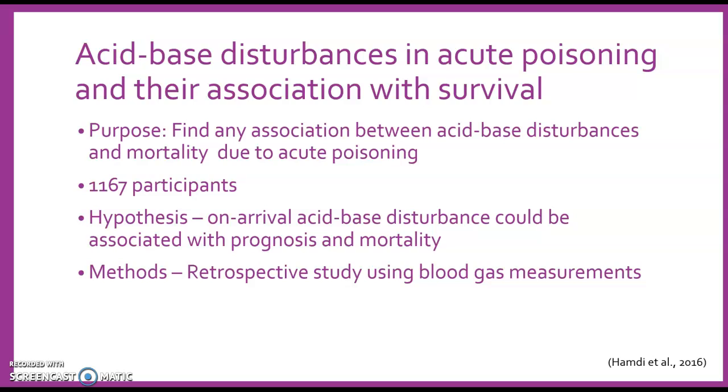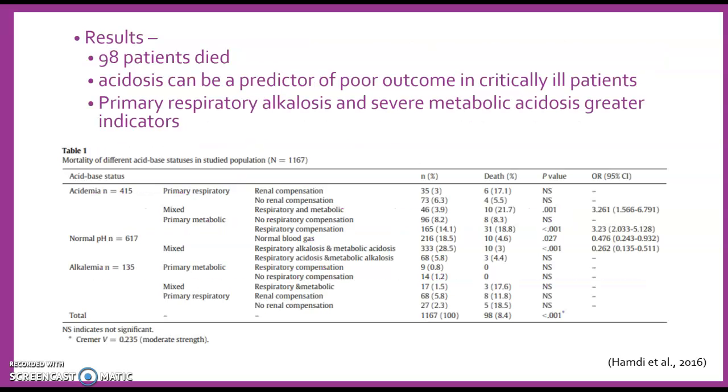And so, as I said, they took a retrospective approach, and they used patients that they had blood gas measurements for, both arterial and venous, so that they could look at this acid-base disturbance in depth. And so what they found as they went through their study, of the 1,167 patients here, so we have our raw numbers here, and then in parentheses throughout, we have our percentages of the patient population. 98 patients died of the patient population that was looked at.